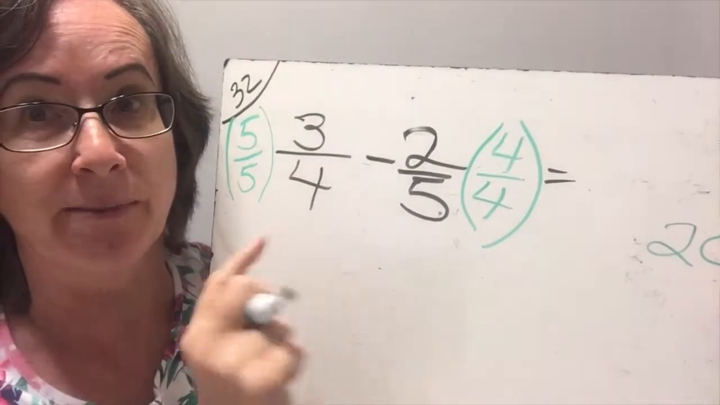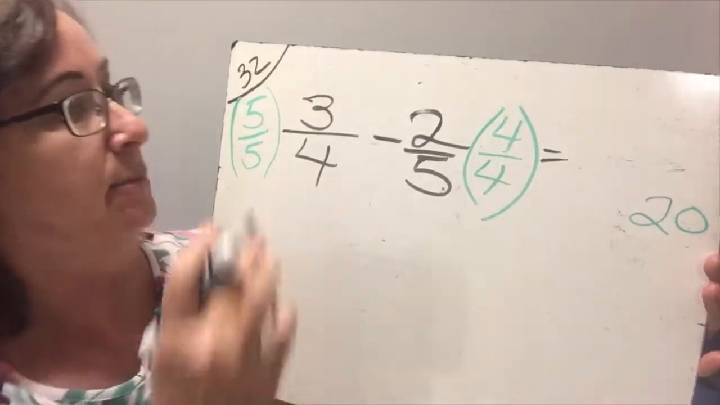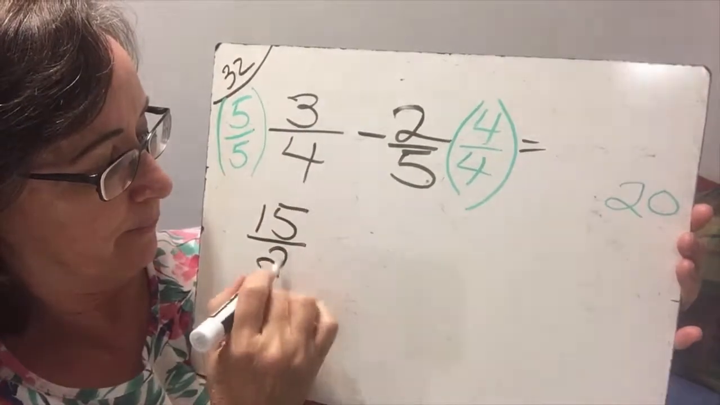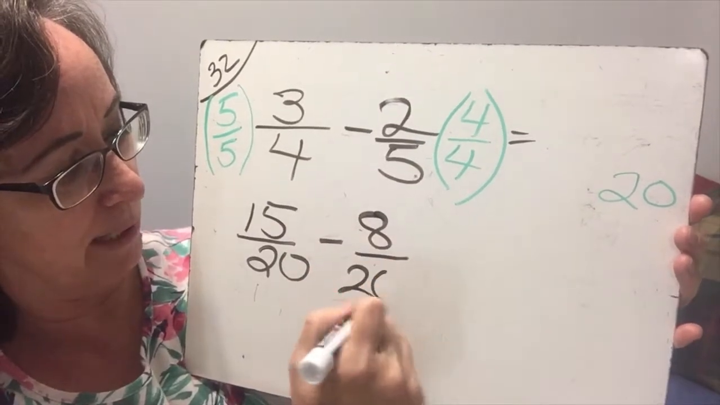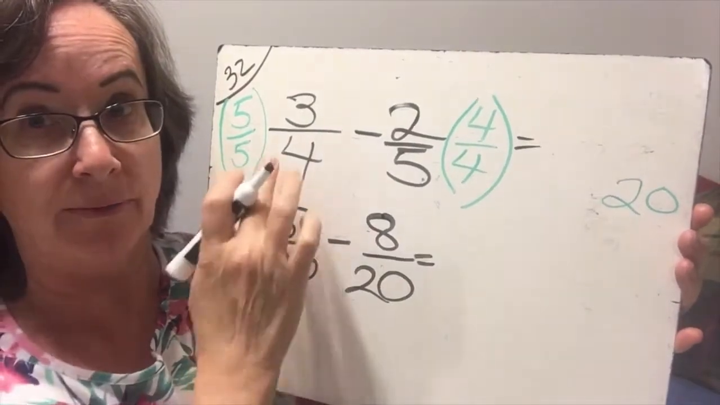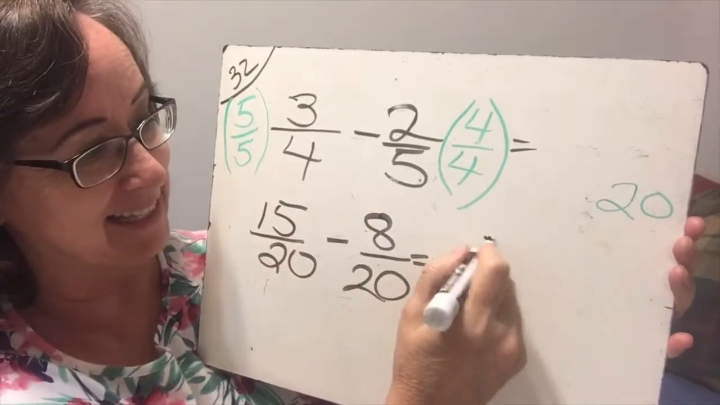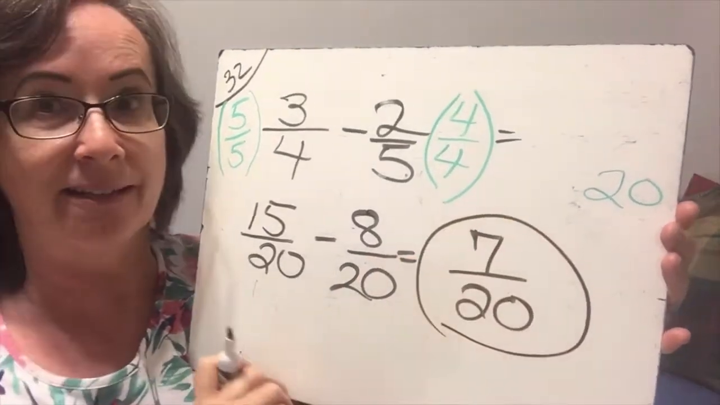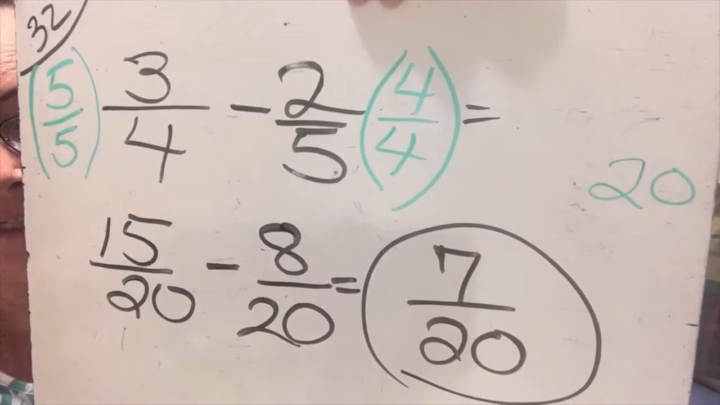So now I've got my forms of 1 that are going to make my denominator the same. So let's multiply: 15 over 20 minus 8 over 20. And now that I have the same denominator, remember these are equivalent to the first fractions we had. So now 15 minus 8 is 7 over 20. And since the numerator is smaller than the denominator, there is no simplification needed for that one. So that was practice A.